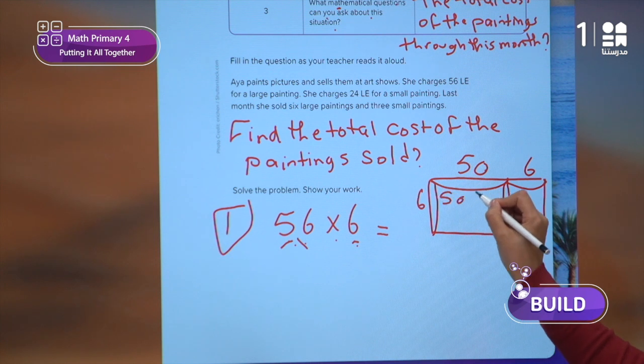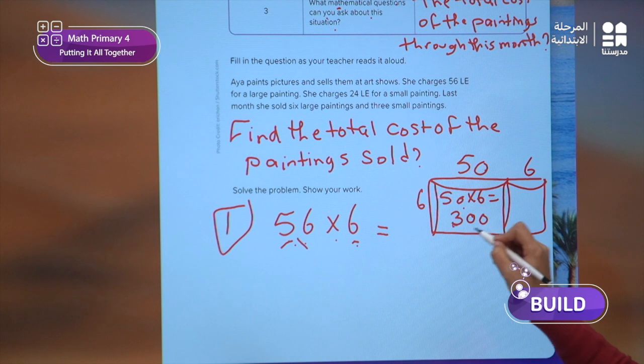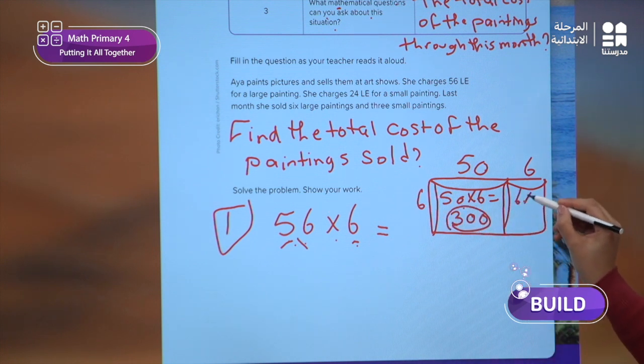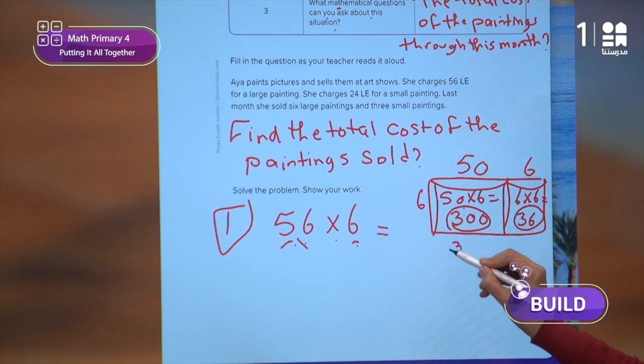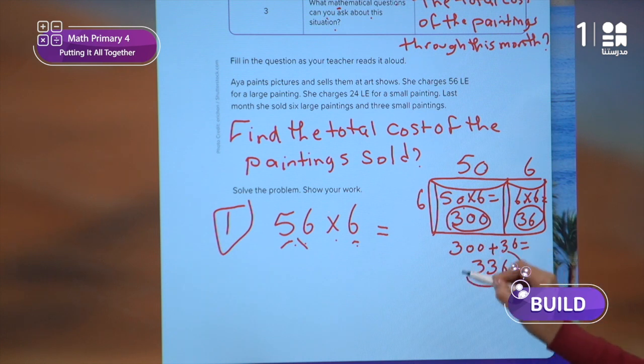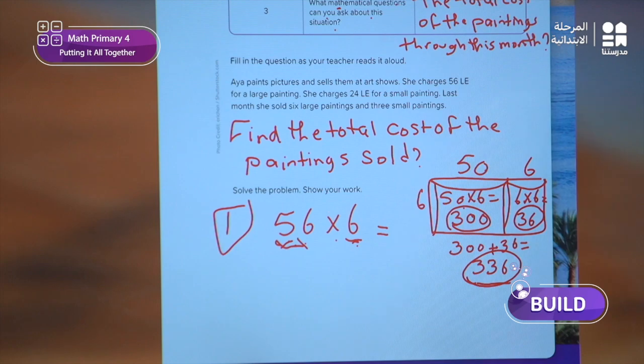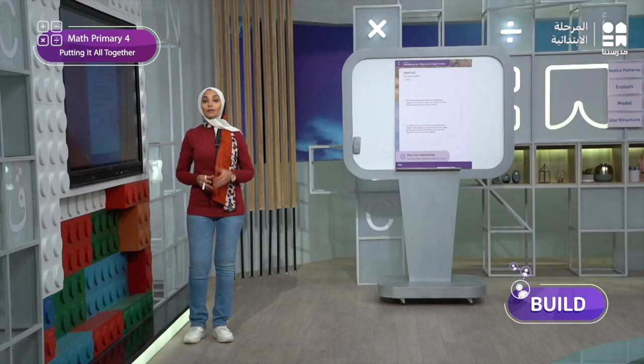So 50 times 6. Here 5 times 6 equals what? Yes, of course, 5 times 6 equals 30. And then put the 0 to be 300. Let's see this next part. 6 times 6 equals 36. So I will add 300 plus 36. The answer is 336. That means 56 times 6 equals 336 LE. This is the first step.